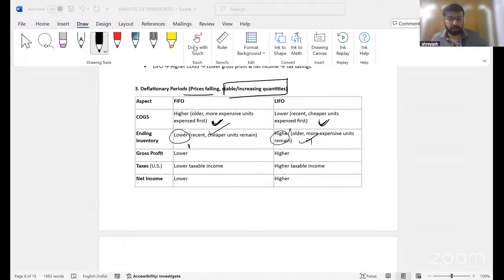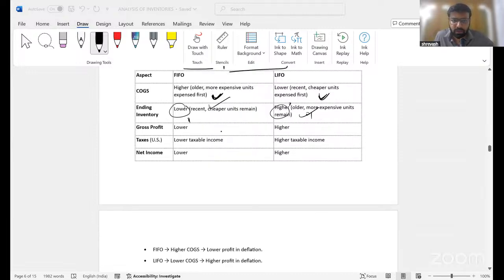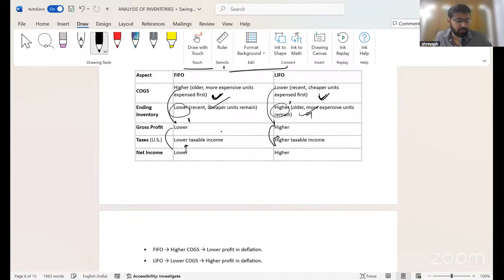All right. So I hope you guys have understood this as well. In case of gross profit, what happens? If COGS is higher, gross profit will be lower. If gross profit is lower, net income will be lower, and ultimately taxes will be lower. If COGS is lower, what will happen to the gross profit? It will be higher. Net profit will be higher, and the taxable income will ultimately be higher as well. All right, we do get that as well.